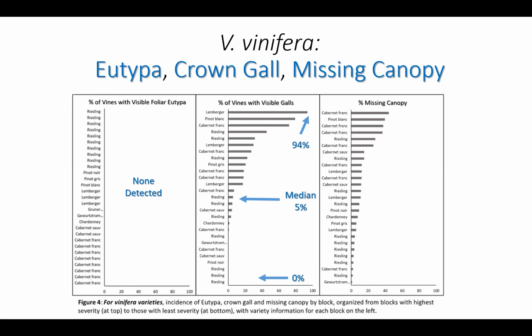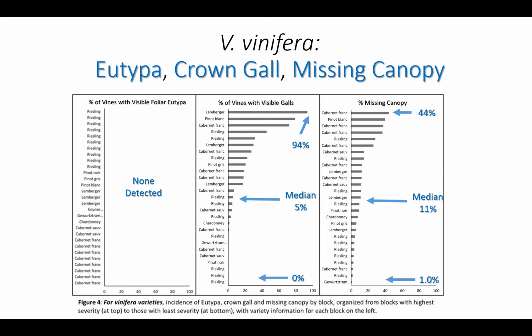We did see a lot of crown galls, including one vineyard that had 94% of the vines with visible galls. Again, a median value of 5%. That means half the vineyards were pretty clean, and half, as you can see, had a fair amount more. And then when we go to the missing canopy, the median value 11%, and the range from 1 to 44% of missing canopy. That's a fairly wide range.